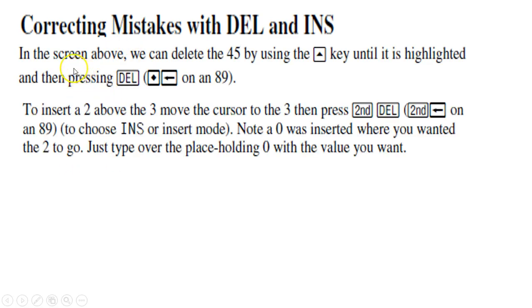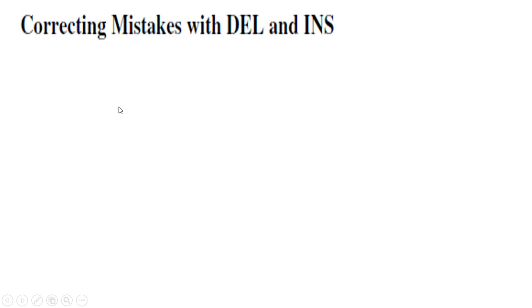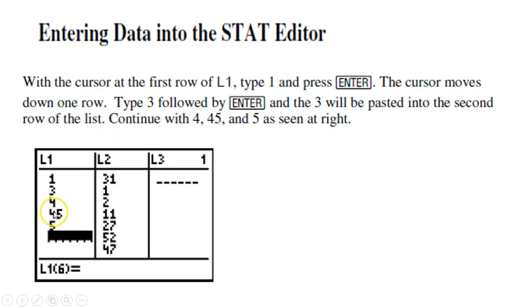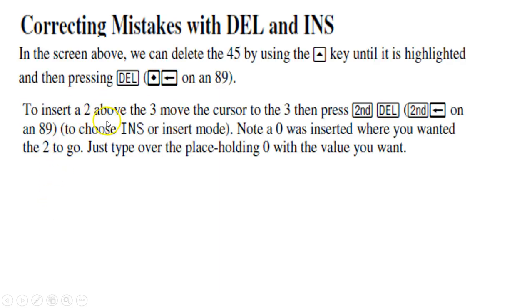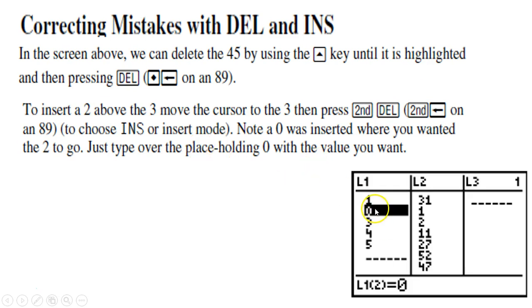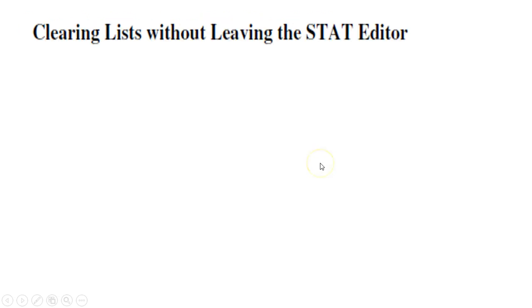So if you wanted to, this is just a quick little idea. You can go to the screen above and we can delete the 45 by pressing that arrow key up and then pressing delete on it. Don't worry about the stuff for the TI-89 because I'm not focusing on it, but I can basically just delete that if I wanted to by pressing delete, is what this is saying. To insert a 2 above the 3, move the cursor to the 3, and then press second delete, and that'll help you insert. Again, if I wanted to, I could highlight that and plug in another value if I wanted to.